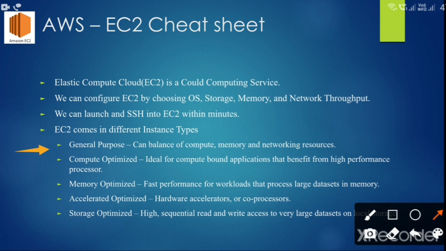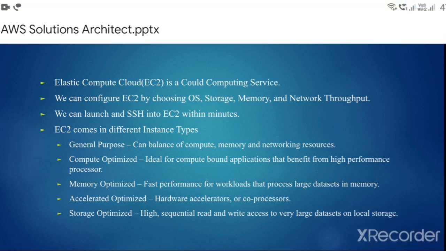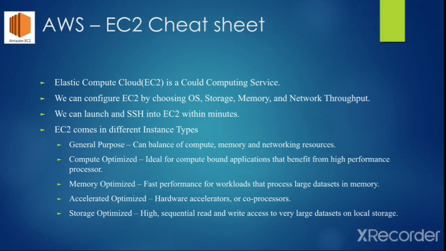This is very useful for big data processing or machine learning processing, where nowadays everyone is using memory based instances for machine learning and big data processing. And the accelerator optimized is for hardware accelerators, so you can select the coprocessor here in the accelerator optimized. And the storage optimized, if you have sequential read write access on large data sets, you can go with the storage optimized.